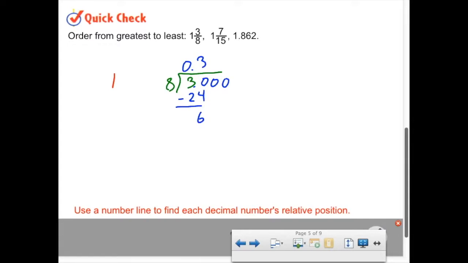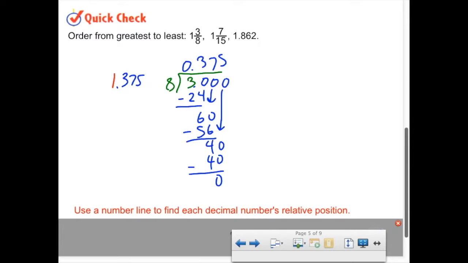Subtract that, I get a 6. Bring down my 0. How many times does 8 go into 60? 7. 7 times 8 is 56. Subtract, I get a 4. Bring down the 0. 8 goes into 40 how many times? 5. 5 times 8 is 40. Is this a repeating decimal? No. What type of decimal is it? Terminating. Terminating decimal.